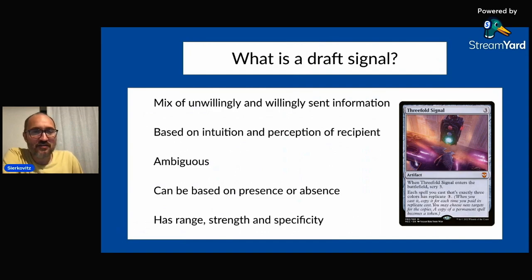Signal is also in the eye of the beholder, so it's based on intuition and perception of the recipient. If you draft with a beginner player who doesn't still feel comfortable about pod drafting, they very often will completely ignore any kind of signals that you send. They will just pick cards. They'll maybe pick their favorite color combination or something like that, and signals don't play a role. So even though you send them, they don't mean anything because the recipient is not receptive towards them.